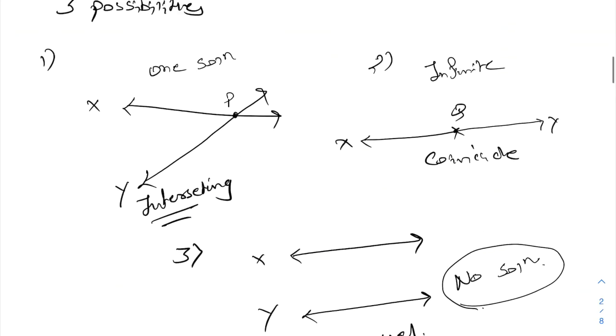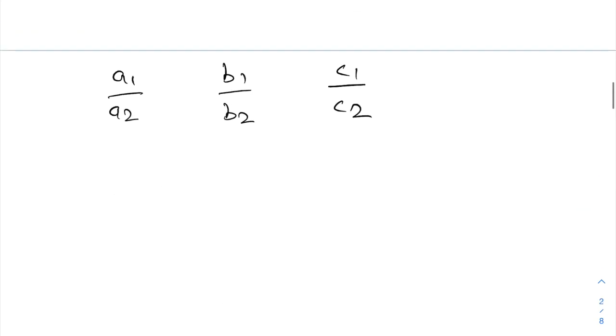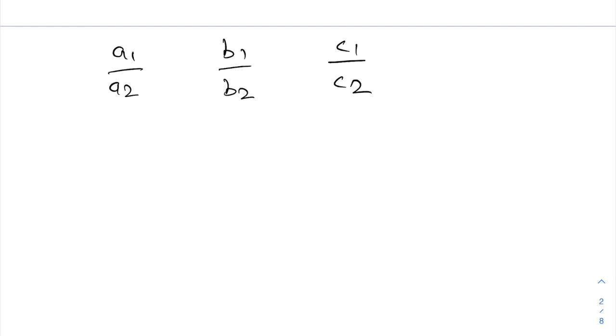So let us write the above linear equation in its standard form. Okay, so we can write it as a1x plus b1y plus c1 equals 0. Now this is the standard form of a linear equation with two variables, where x and y are the variables and a1, b1 and c1 are any real numbers.